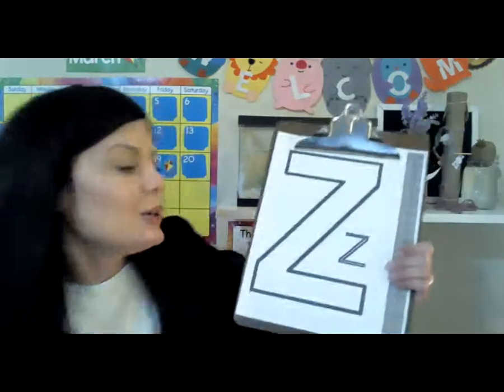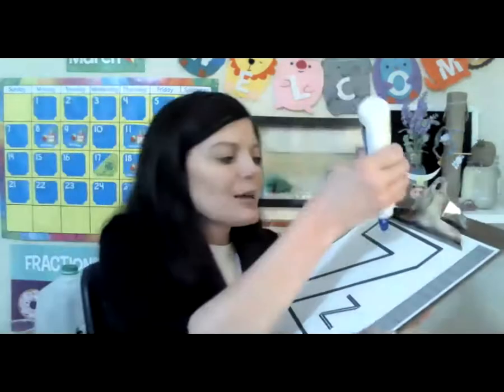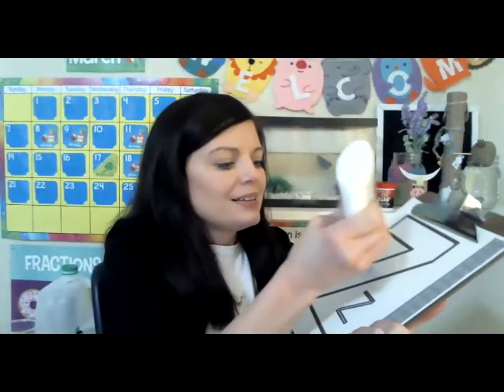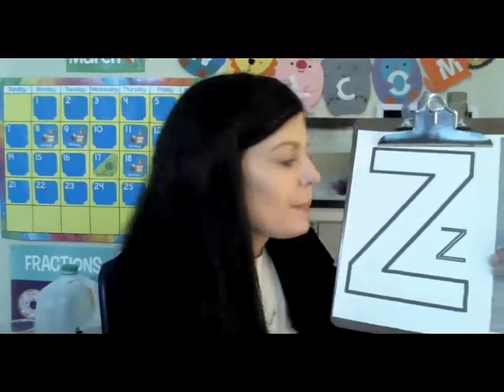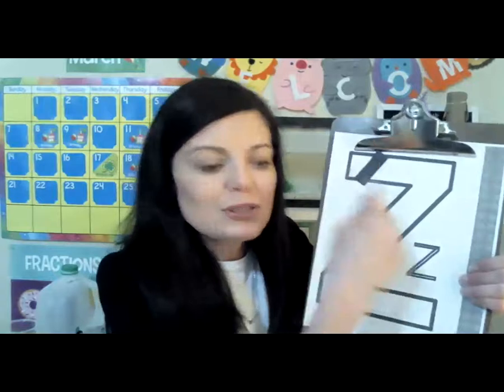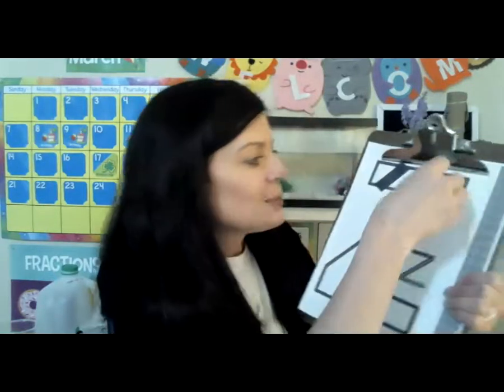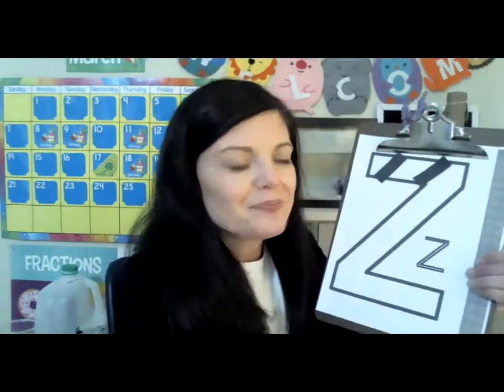Let's decorate the letter Z. We're going to be adding some glue and then I've cut out some pieces of paper that we're going to use to put stripes on the Z like a zebra. If you don't have black paper, you could always just use a marker or a crayon to put the stripes on your letter Z.